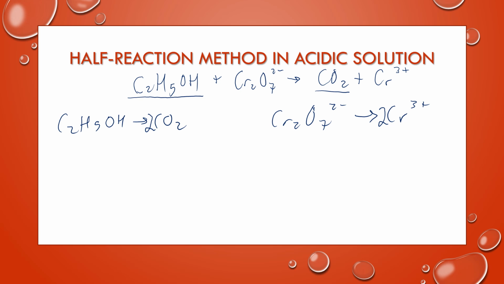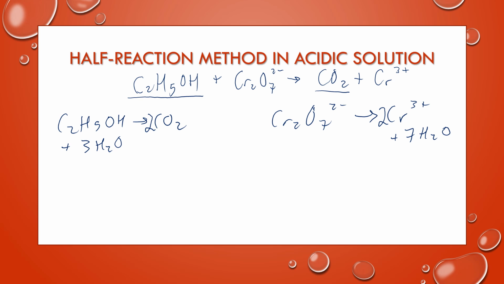So there's 1 oxygen on the reactant side versus 4 on the product side. I need 3 additional water molecules on the reactant side. For our other half reaction, I have 7 oxygen atoms. That means I need to add 7 water molecules on the product side. So that's how you do oxygen.